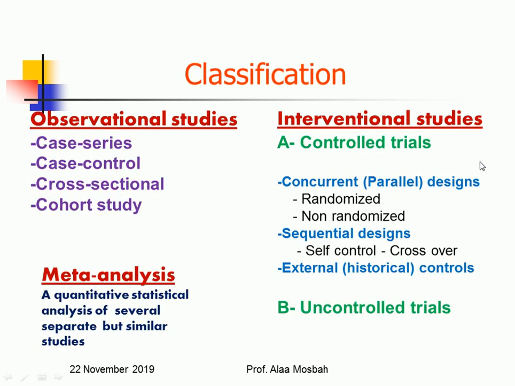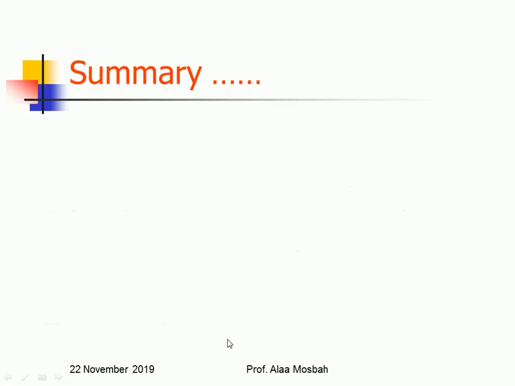To summarize the classification of study design we mentioned today: observational studies, interventional studies, and the meta-analysis. Observational includes the four Cs: case series, case control, cross-sectional, cohort. Interventional studies contain controlled trials and uncontrolled trials. In the controlled trials, the control group may be concurrent, sequential, or external. Meta-analysis, the third big group, is a quantitative statistical analysis of several separate but similar studies.